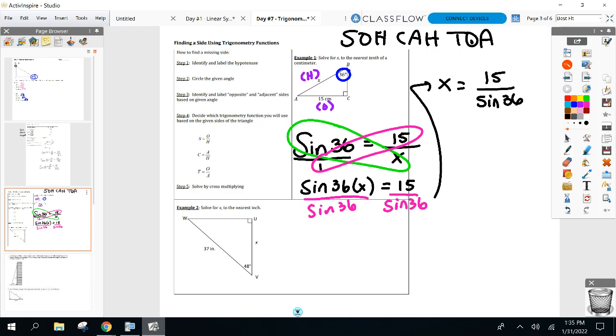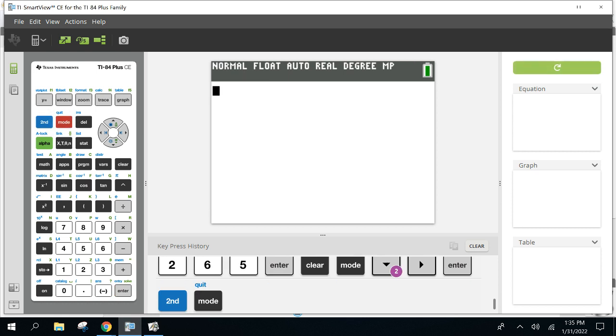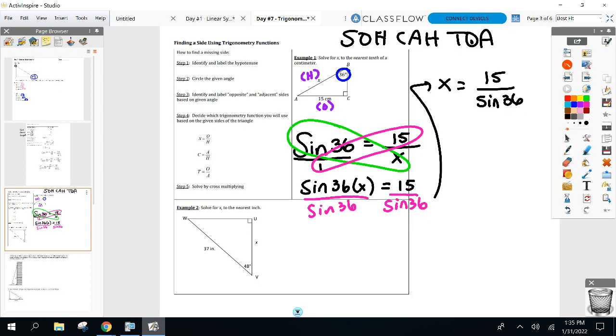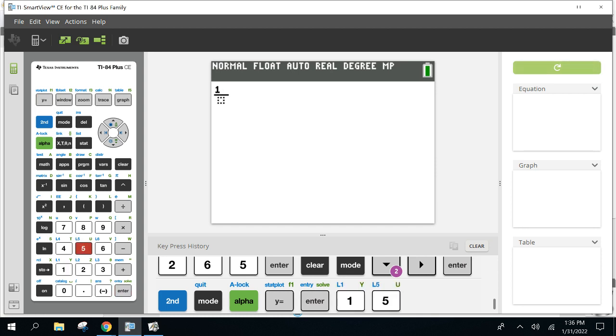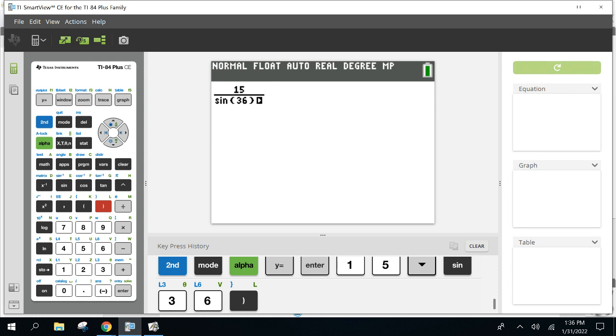So now go to your calculator. I need to figure out what 15 over the sine of 36 is. So everyone get a fraction template up. 15. And here are the new buttons I was talking about. Everyone see this row of 3 here? Sine, cosine, tangent, right next to each other. So I want to do sine. What's my angle? 36. So inside the parenthesis, 36. Sine of 36. That's a number. Your calculator knows that number already. And then, there we go.